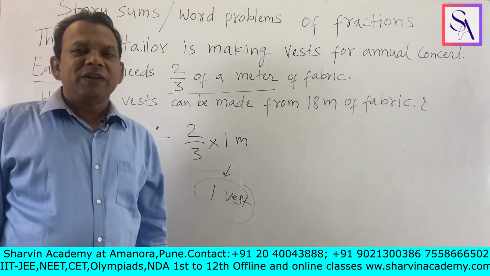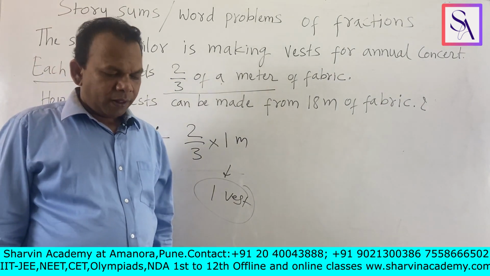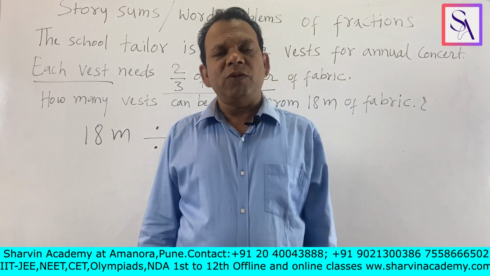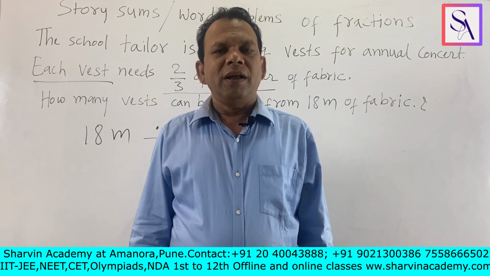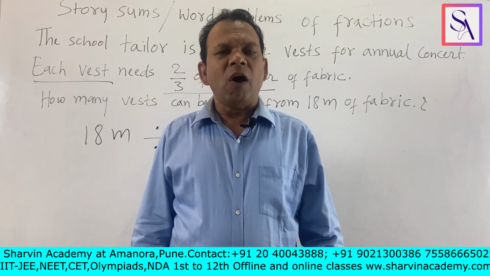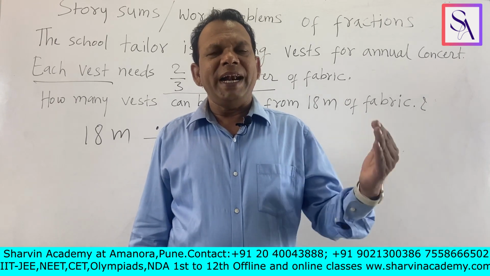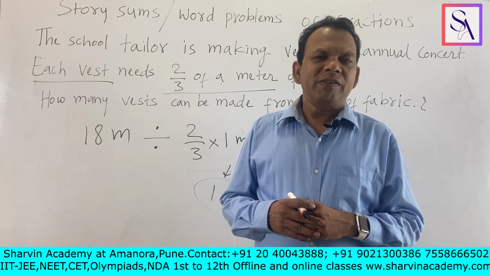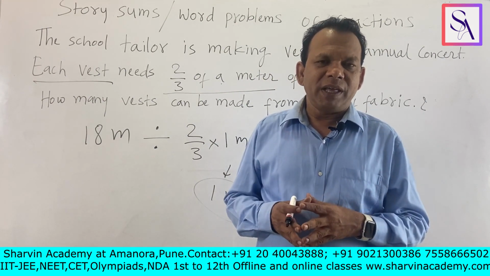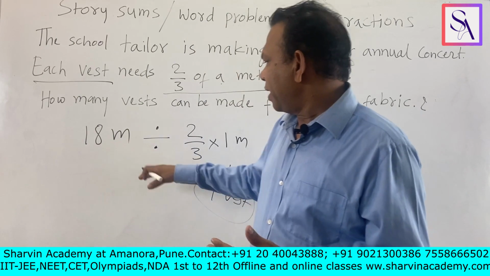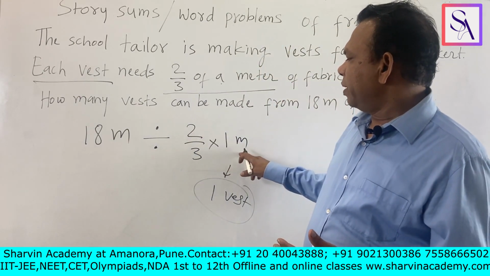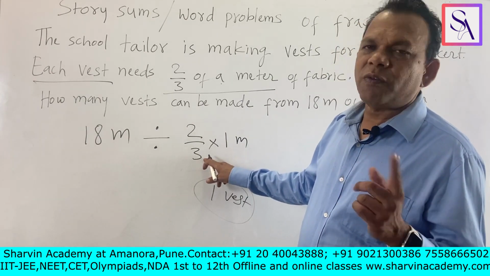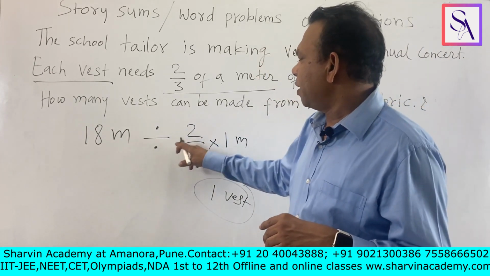Why? Because if I say 18 chocolates are there, and you need to divide those chocolates among 9 students, then how many chocolates will each get? You will do 18 divided by 9, 2 chocolates for 1 student. It means that for 9 students 18 chocolates will be there. Similarly, 18 meter fabric is there, 2/3 of a meter is for one vest. So how many vests will there be? 18 meter divided by 2/3.